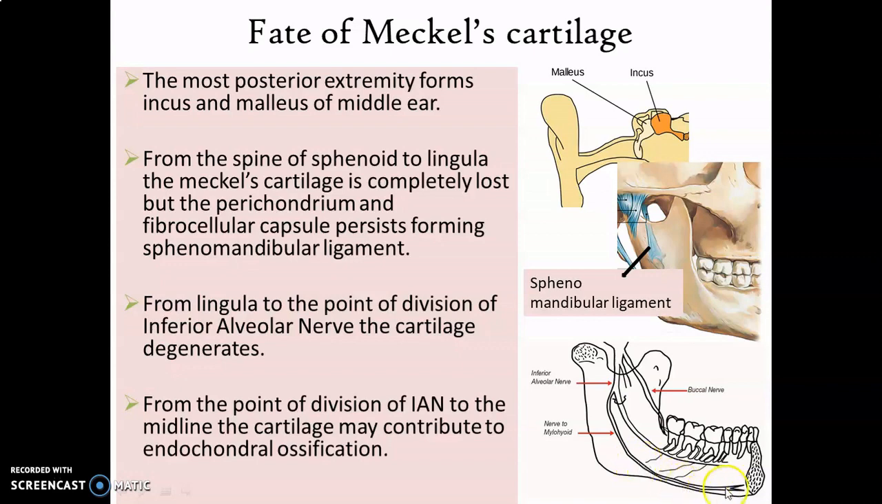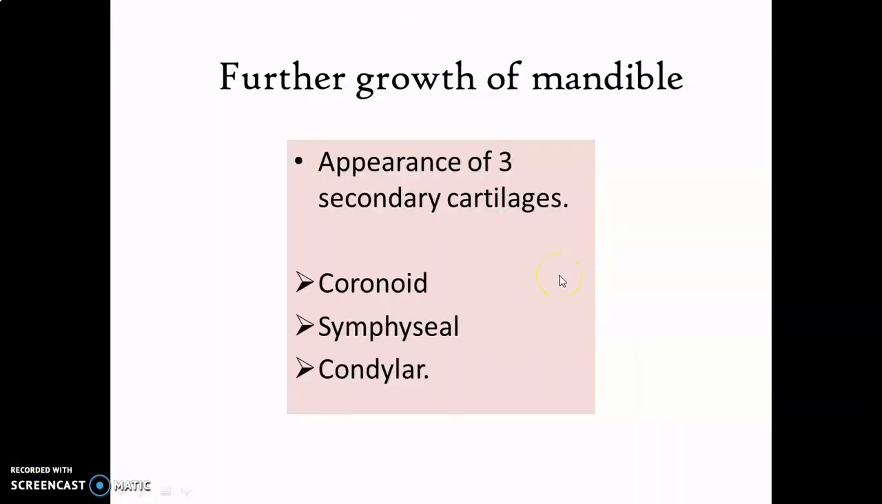And from the point of division of the inferior alveolar nerve into mental and incisive branches, from this point till the midline in this small region, the Meckel's cartilage may give rise to or contribute to the formation of mandible by endochondral ossification. Since the development of mandible is now almost complete to an extent of formation of a rudimentary mandible, further growth of mandible occurs with the assistance of three secondary cartilages: coronoid, symphyseal and condylar cartilage.